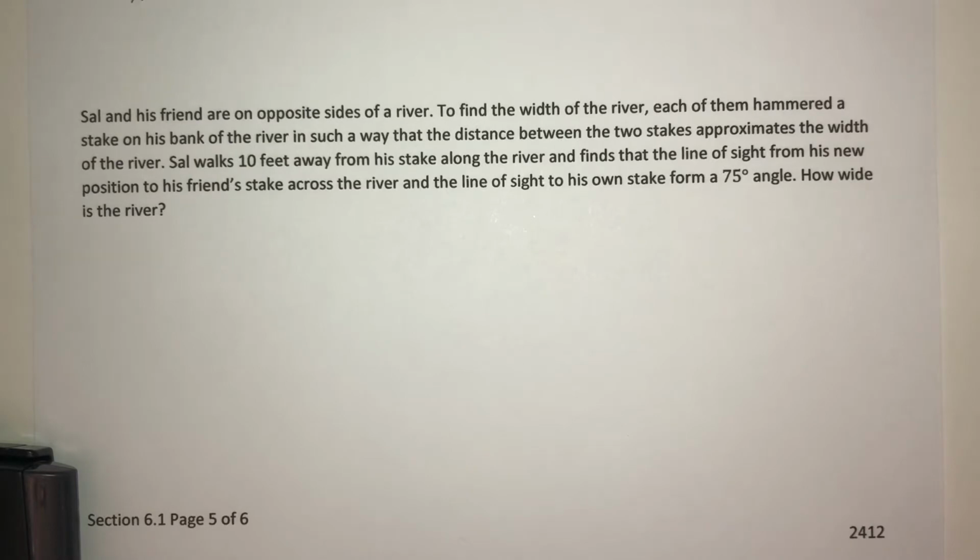Sal and his friend are on opposite sides of a river. To find the width of the river, each of them hammered a stake on his bank of the river in such a way that the distance between the two stakes approximates the width of the river. Sal walks 10 feet away from his stake along the river and finds that the line of sight from his new position to his friend's stake across the river and the line of sight to his own stake form a 75-degree angle. How wide is the river?